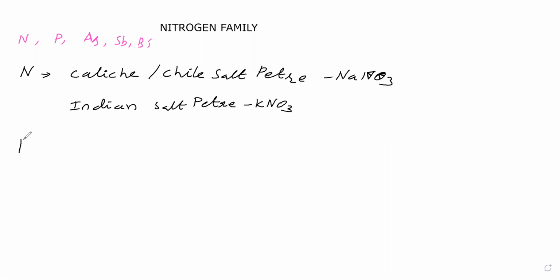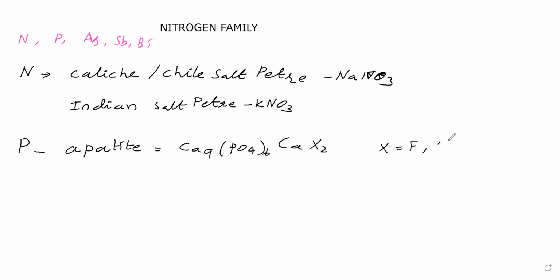These are the occurrences of nitrogen. Then phosphorus we will see. Phosphorus is available in the form of a salt called apatite. The apatite general formula is Ca9(PO4)6 CaX2. In the place of X, we can take F, Cl, or OH. For example, if you write F in the place of X, then this apatite becomes fluorapatite.